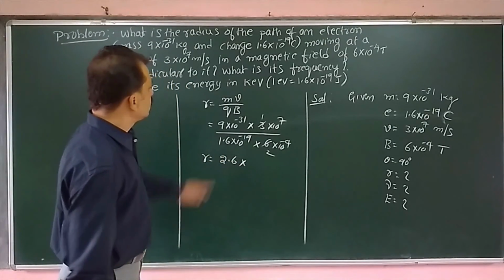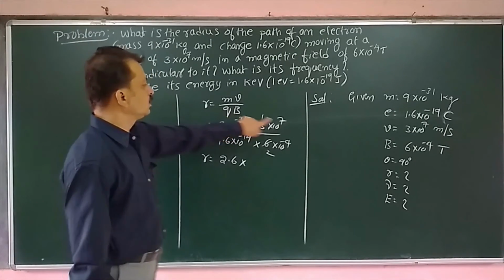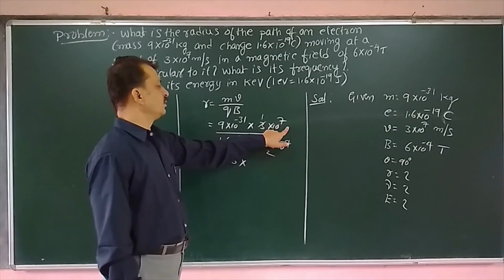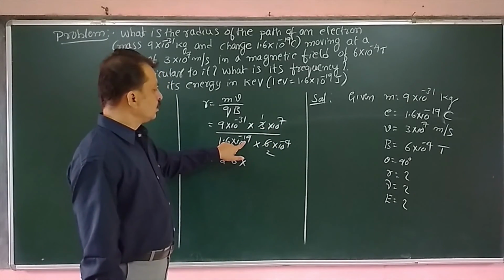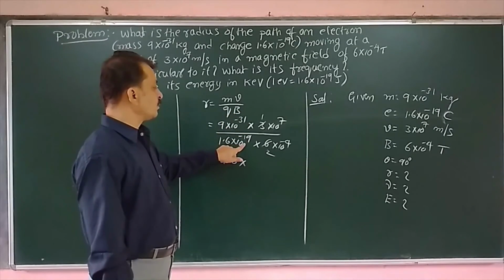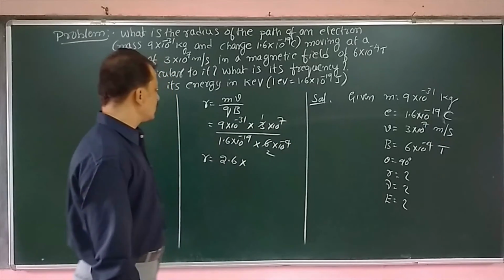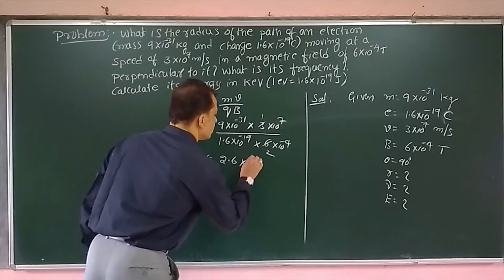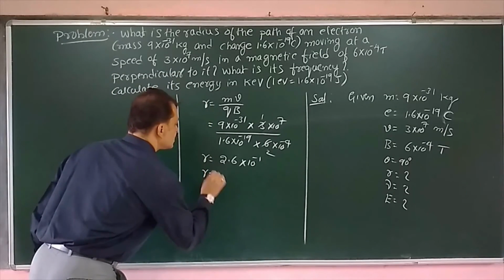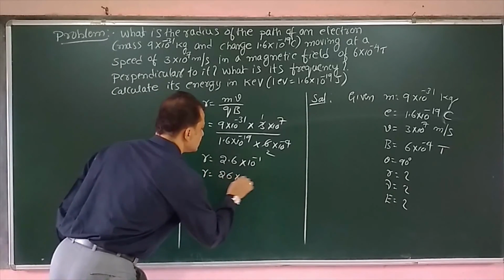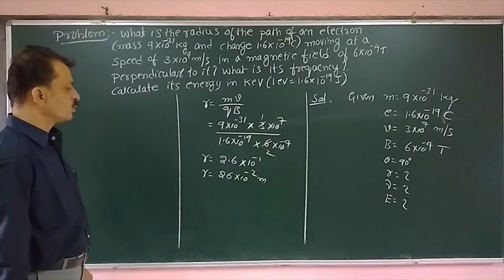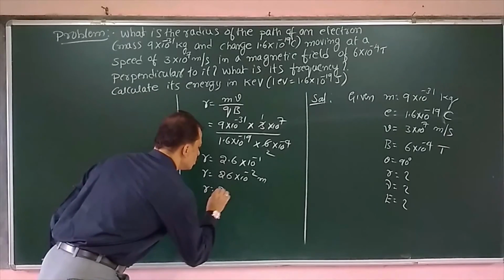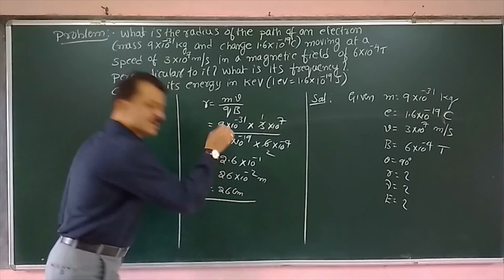2.6 into 10 to the power of minus 31 plus 7, it is minus 24, plus 19 from the denominator, minus 5, plus 4 is minus 1. So 10 to the power of minus 1, or r is equal to 26 into 10 to the power of minus 2 meter. Our radius is equal to 26 centimeter.